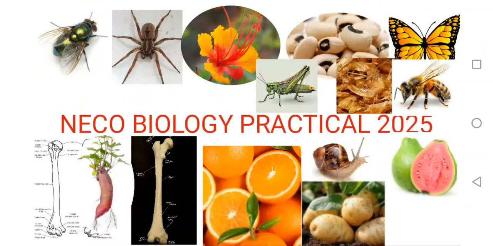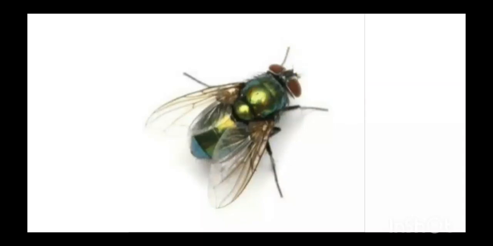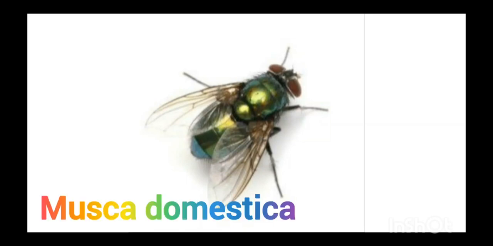Let's begin. So this is specimen A. Specimen A is housefly. It belongs to the kingdom Animalia, phylum Arthropoda, class Insecta. The scientific name of specimen A is Musca domestica.